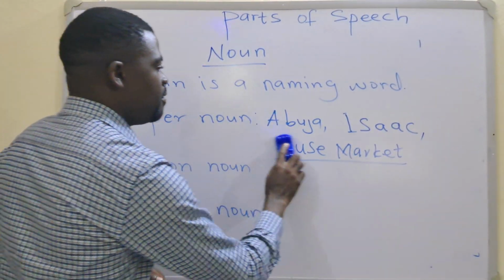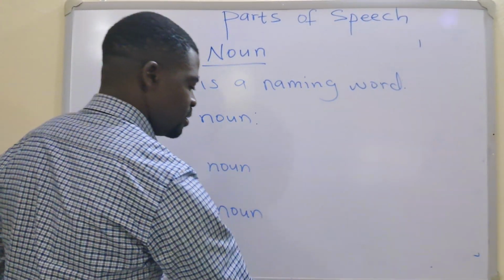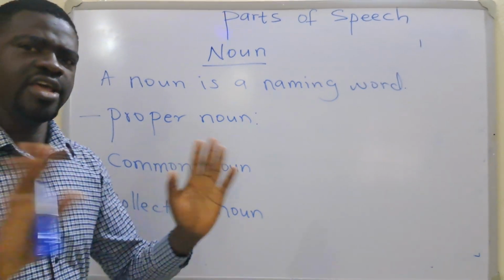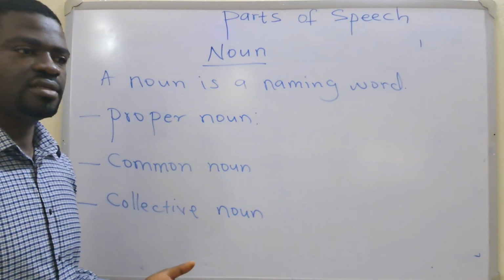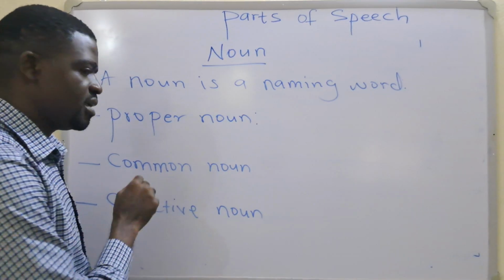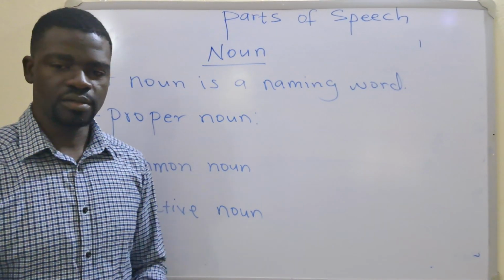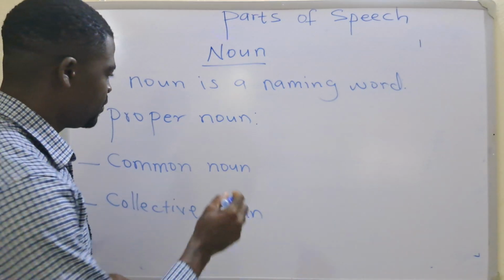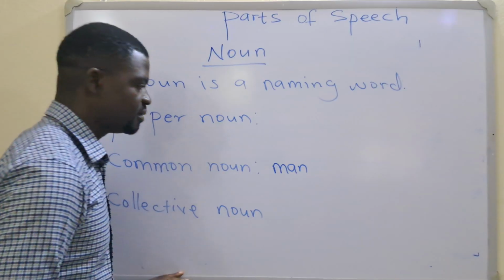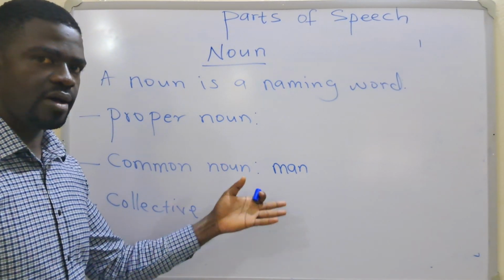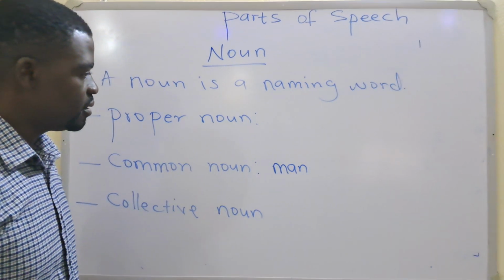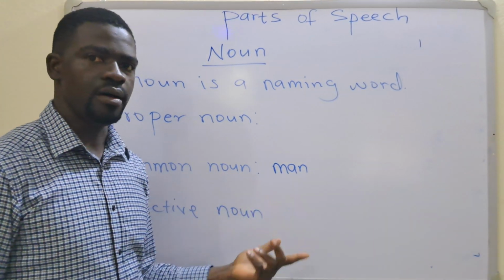Good. Now, how about common nouns? Common nouns are just general names given to different things. This means that these common nouns, as the name implies, don't refer to a particular thing. For example, you can say man. This is a name, quite alright, it's a noun, but it's not referring to any particular person. So this is a common noun.